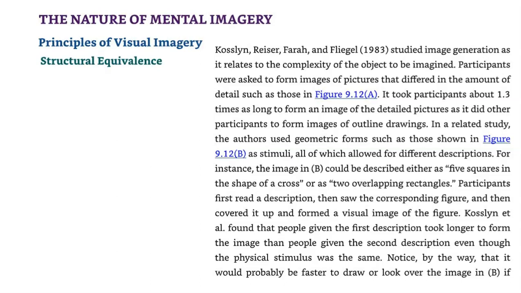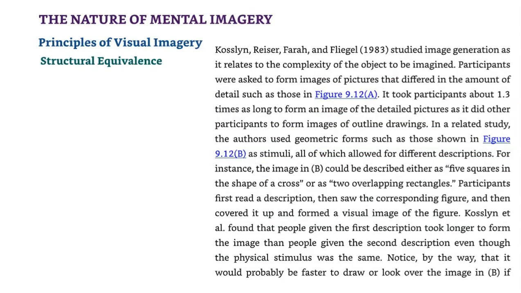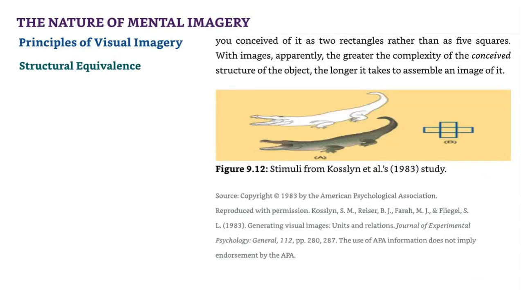So these authors, starting with Coslin, studied image generation as it relates to the complexity of the object to be imagined. Participants were asked to form images of pictures that differed in the amount of details, such as those in 9.12a, and here's 9.12. So you see there a crocodile, and in B you see what could be 2 rectangles overlaying each other. It took participants about 1.3 times as long to form an image of the detailed picture as it did other participants to form images of the outline drawings. So you've got a detailed picture and an outline drawing.